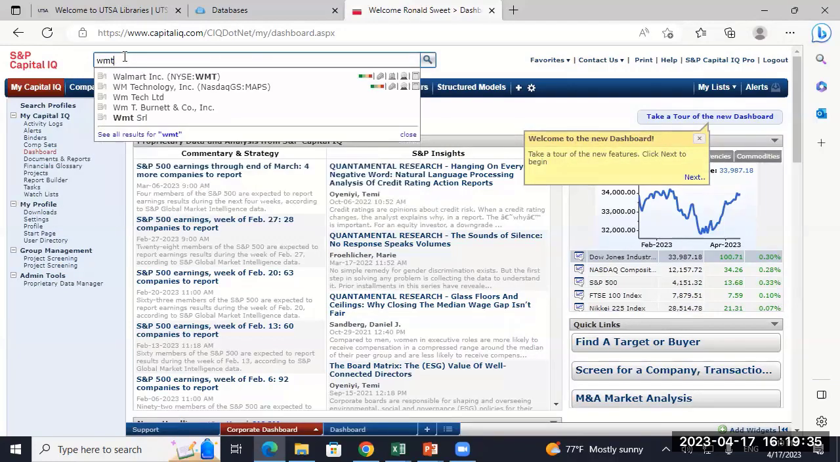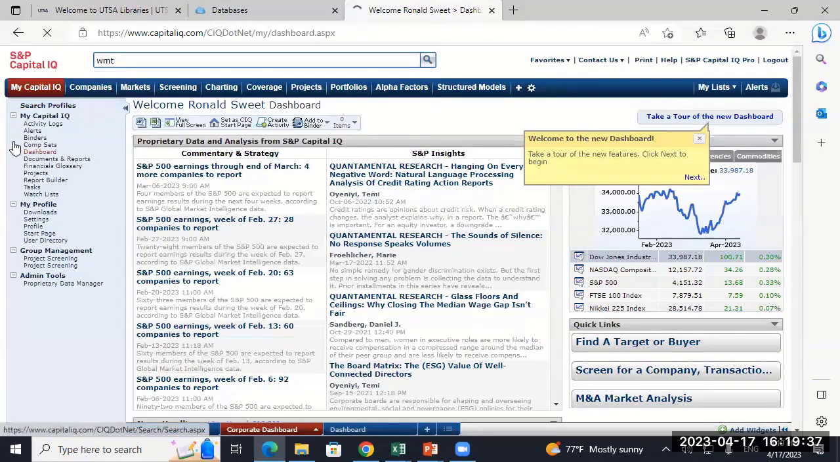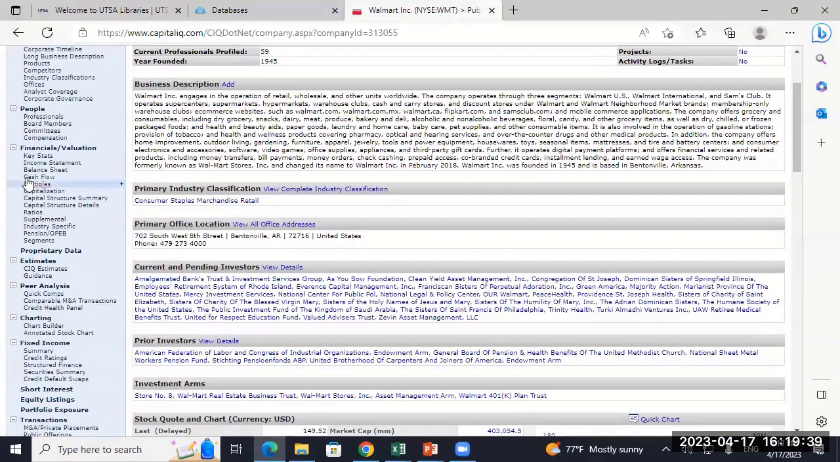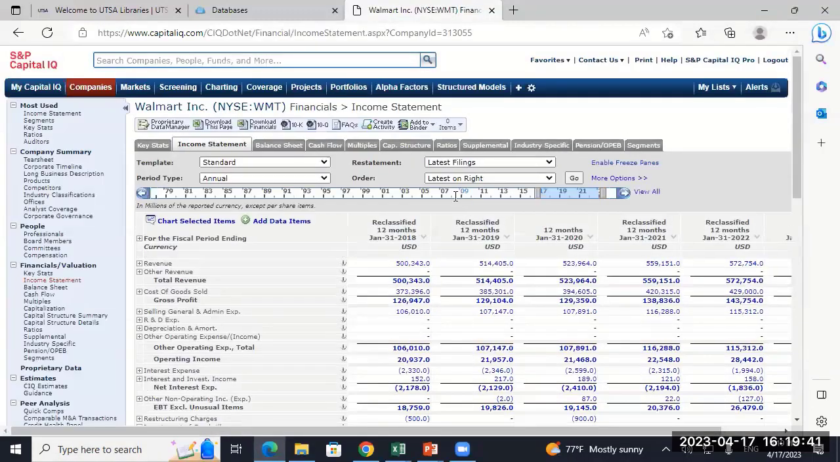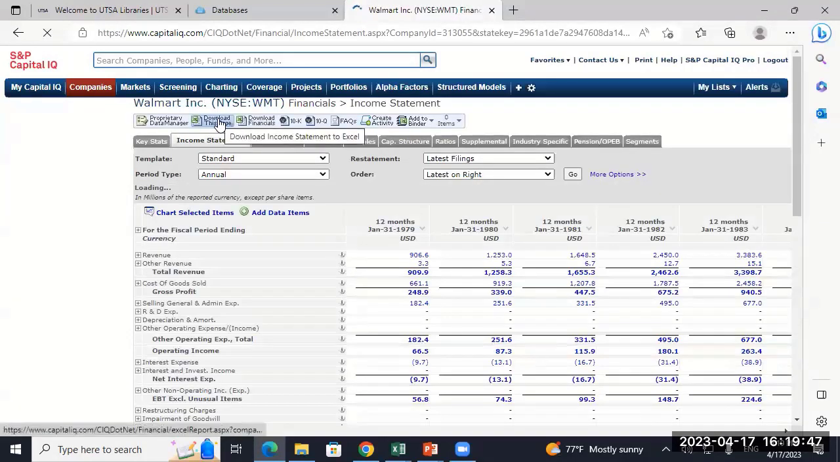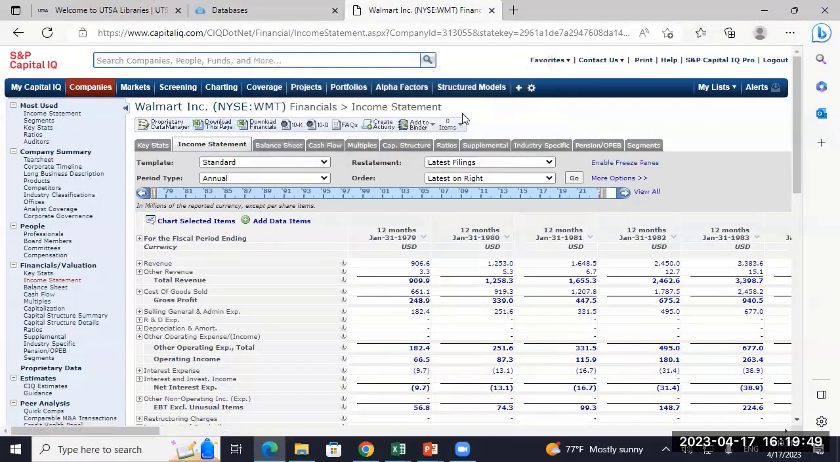All right, so I'll do Walmart. And then just click on income statement or whatever. Go back as far as you want to go. I'm just going to download this page just to keep it simple.